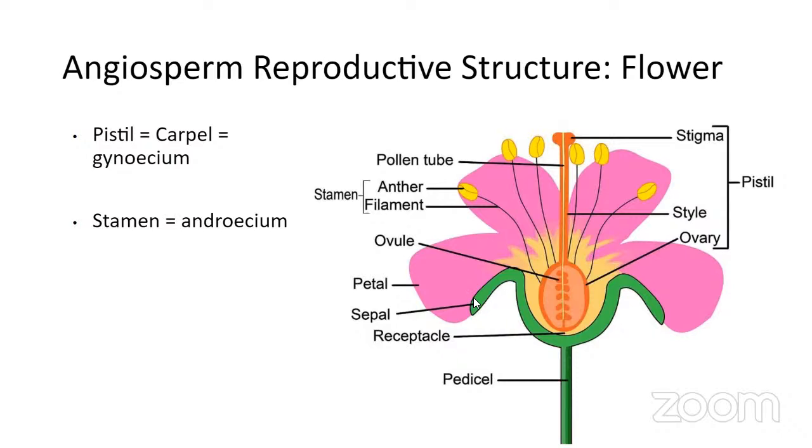Sepals, you would find below the petals. So those are like the little green parts standing out right where the flower is blooming. And at the base of the ovary, we have a receptacle. And then we have a little flower stem, that's our pedicel. So when we describe flowers, and we'll be looking at some flowers on Thursday as part of our lab, we want to know these parts.